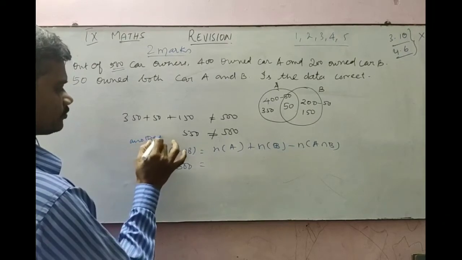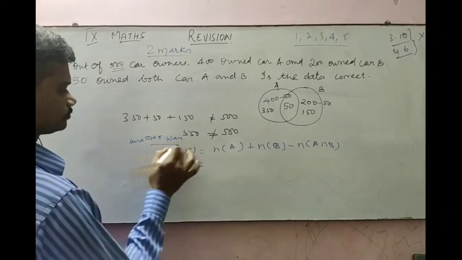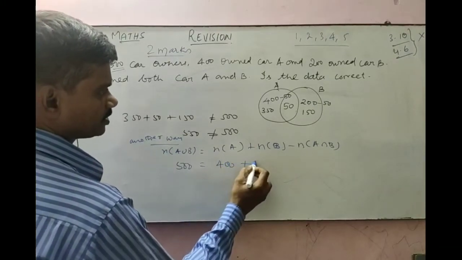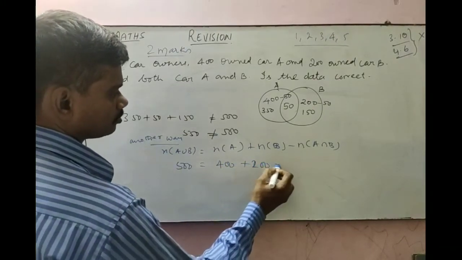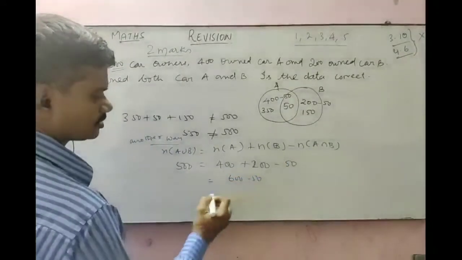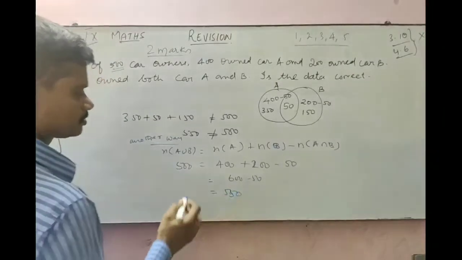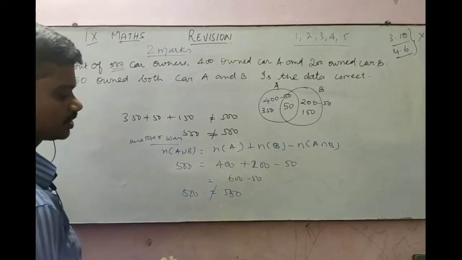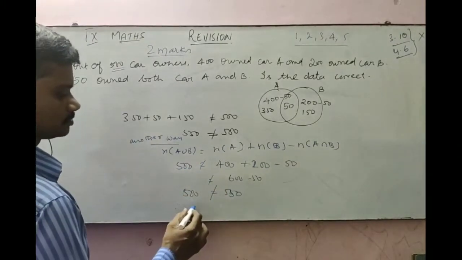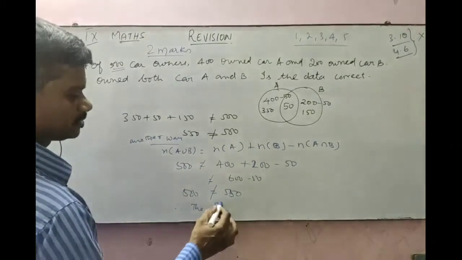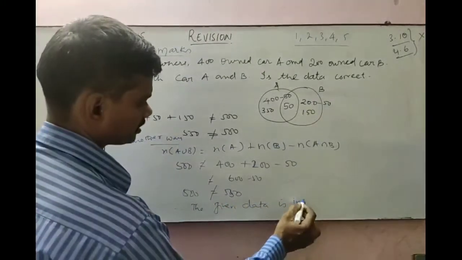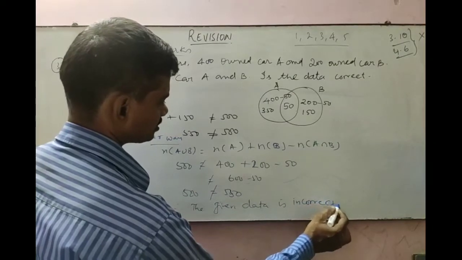So this is another way of doing this same sum. n(A) is 400, n(B) is 200 minus 50. You will get 600 minus 50, which is 550. So 500 is not equal to 550. Therefore, the given data is incorrect. So the data is not correct.